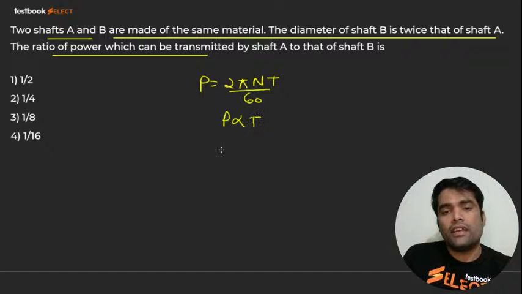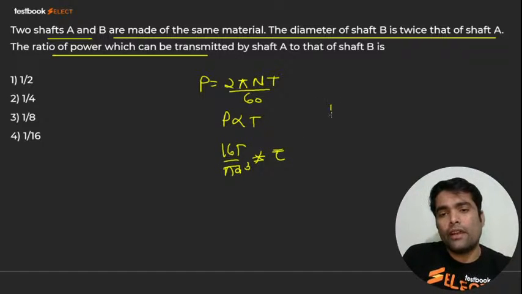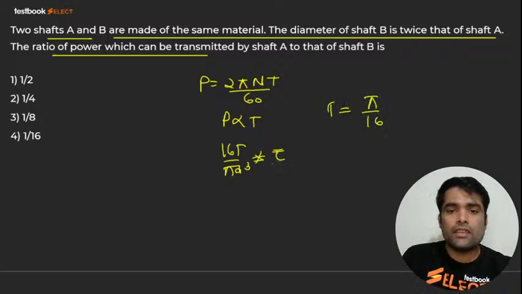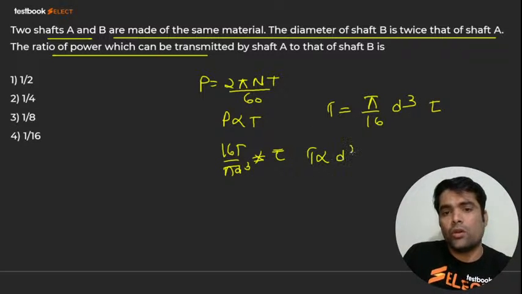And you know that T is what? Tau is equal to 16 T upon pi d cube. So T equals pi by 16 into d cube into tau. That means T is directly proportional to D cube. That means power is directly proportional to D cube, right?